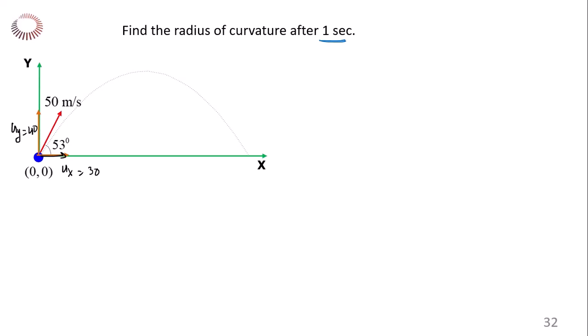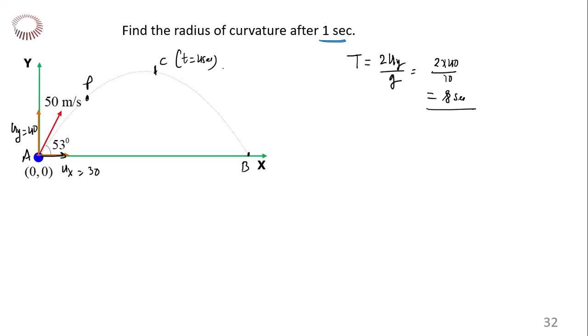If uy is 40, what is the total time of flight? T should be equal to 2 times uy by g. That means 2 times 40 by 10, which means 8 seconds. So you throw the particle at point A and it comes to the ground at 8 seconds. So it will be at point C, the midpoint, when the time is 4 seconds. That means at 1 second the particle should be somewhere over here, P.